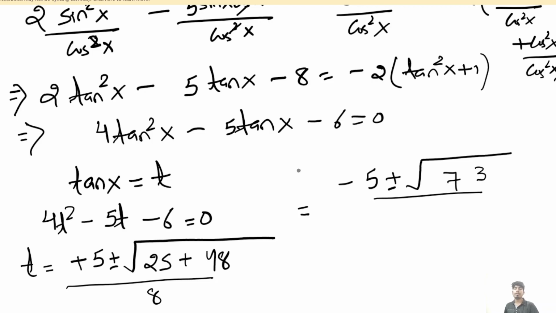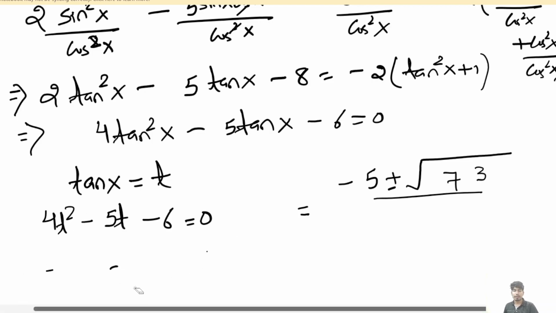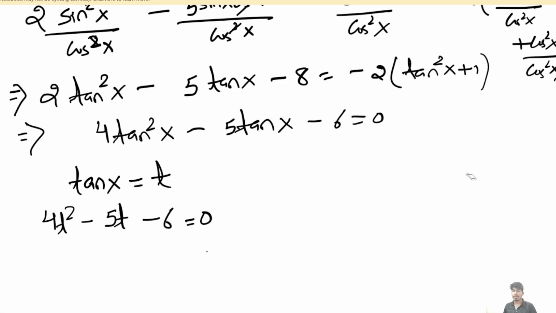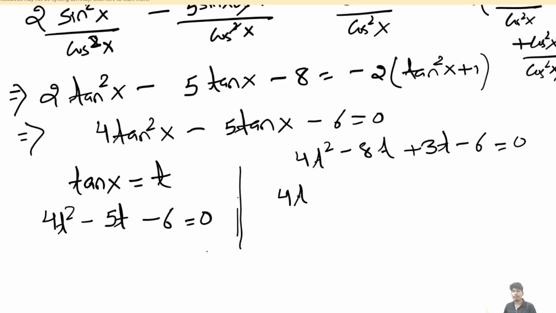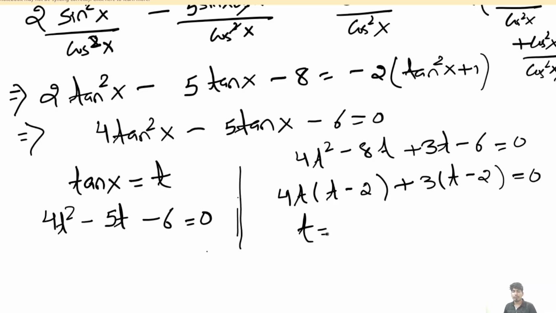Students, we will not solve by this method. We will solve by direct factors. What are the direct factors? 4t square minus 5t minus 6. We can write 4t square minus 8t plus 3t minus 6 is equal to 0. Then 4t common, this is t minus 2, and here 3t minus 2 is 0. Then the value of t is 2 or t is minus 3 upon 4.